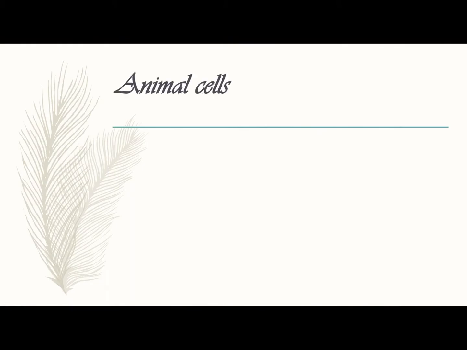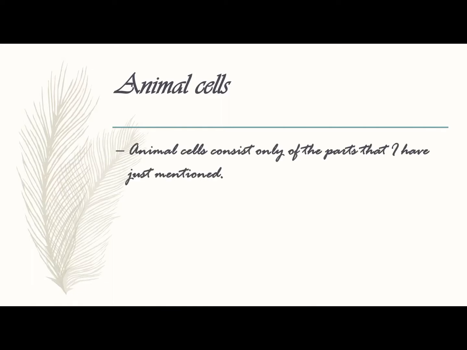Let's take a look at animal cells. Animal cells consist only of the parts that I have just mentioned: the nucleus, the cytoplasm, and the cell membrane.